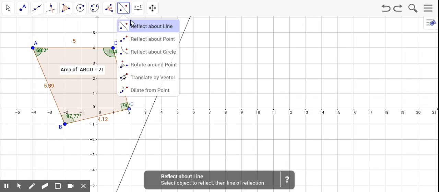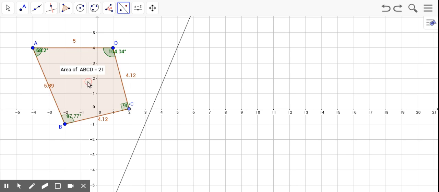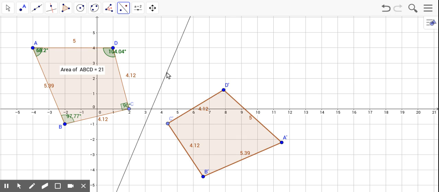So I'm going to choose to reflect. I choose my object. I'm going to choose the line I want to reflect over, and there's my reflection. Now notice that AD had a length of 5, and AD's image also has a length of 5. AB was 5.39, its image is 5.39. Both of these side lengths were 4.12, and so they are here.